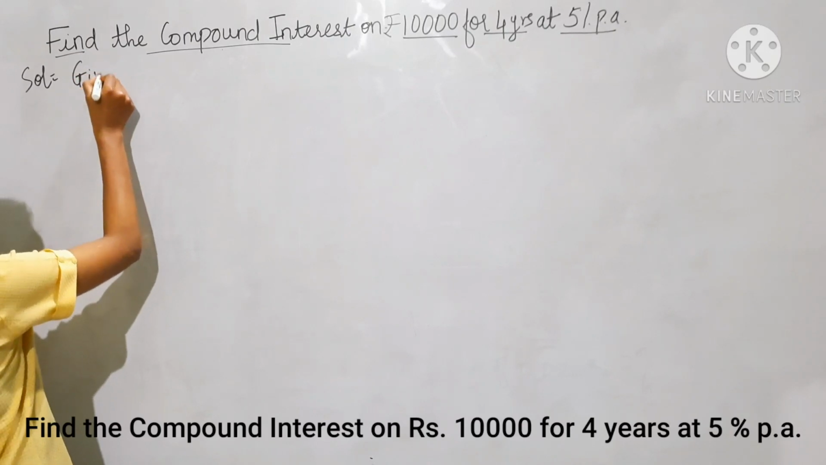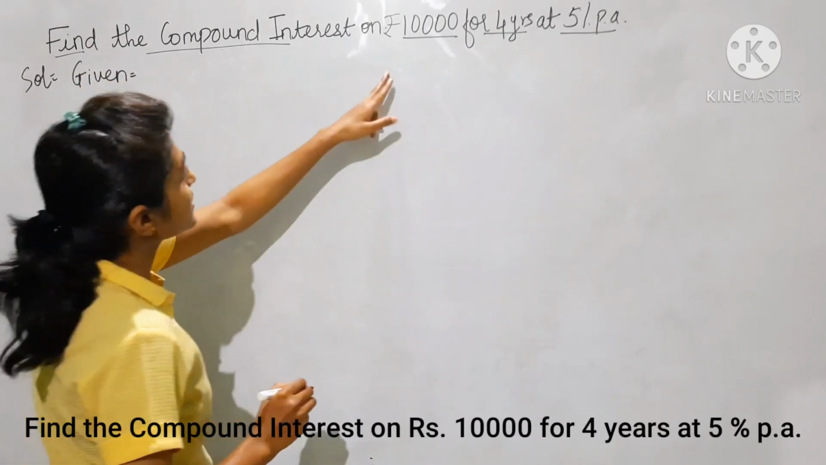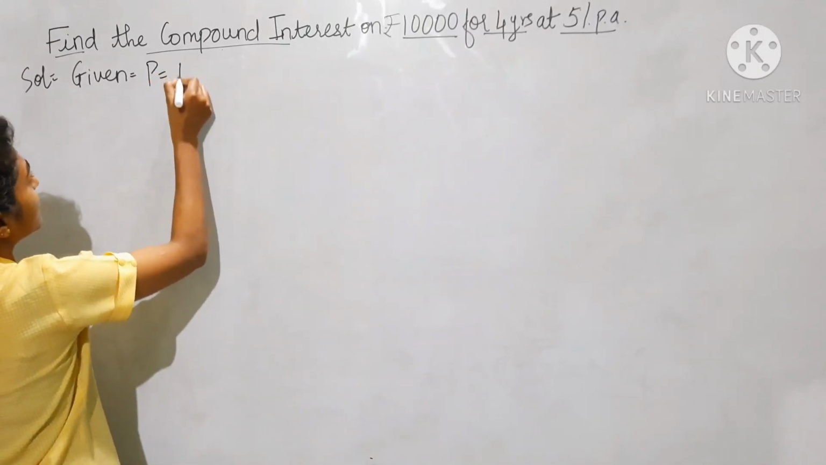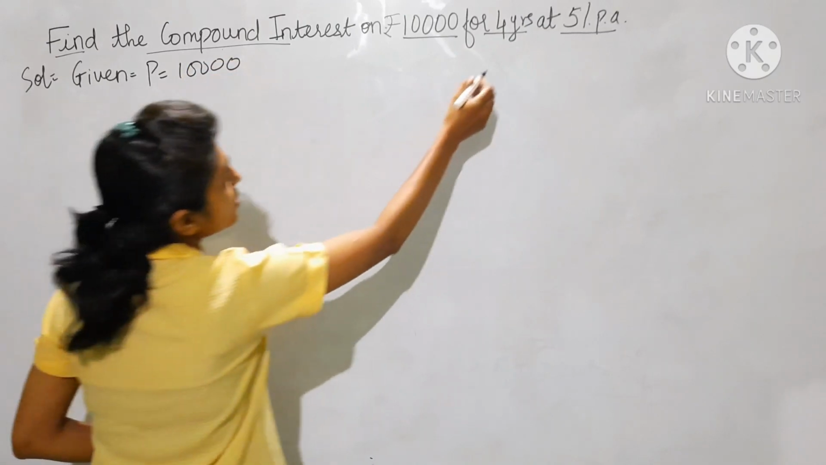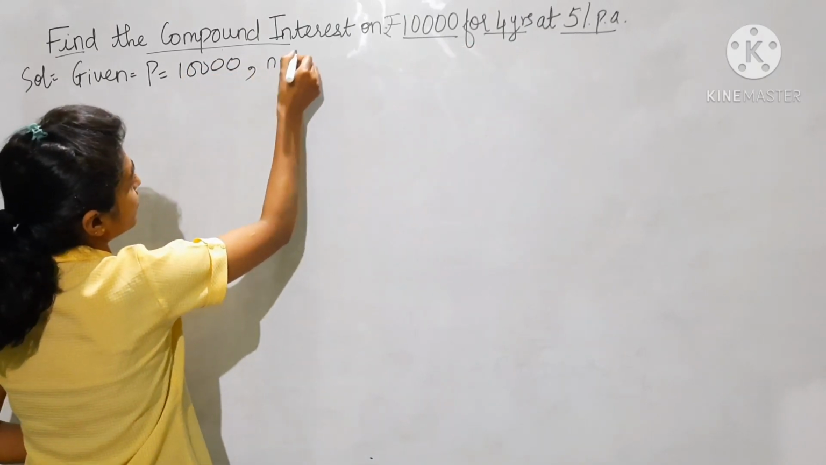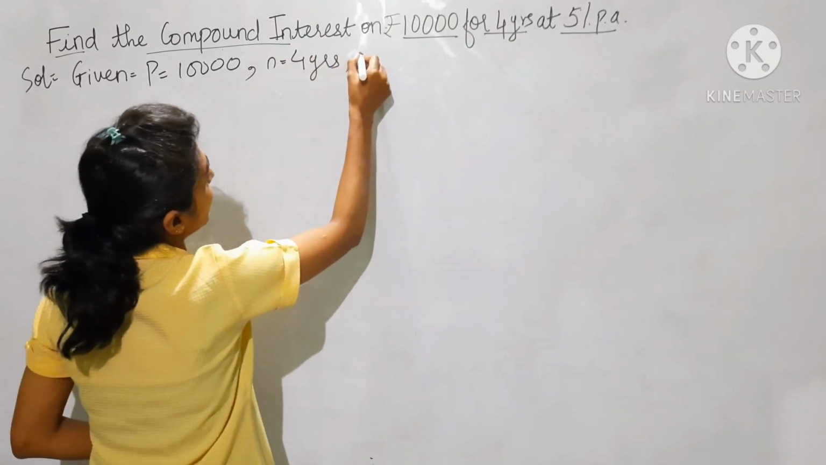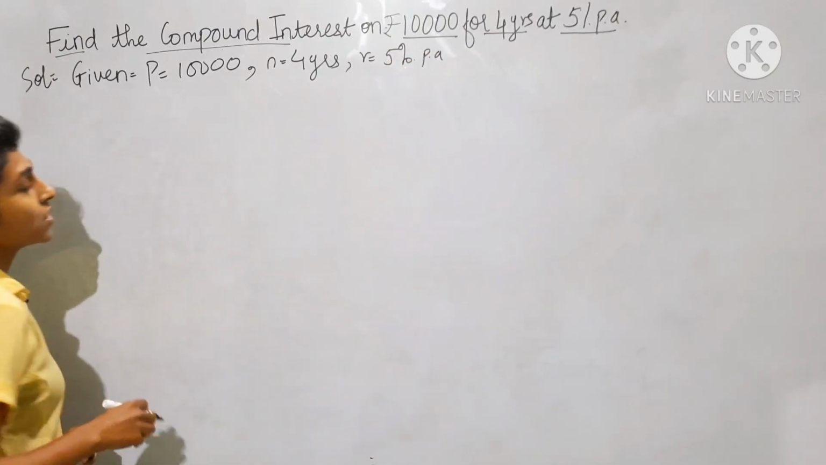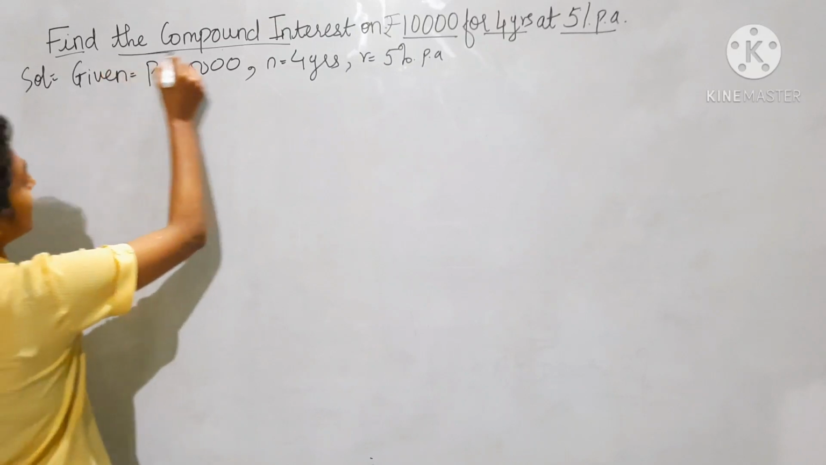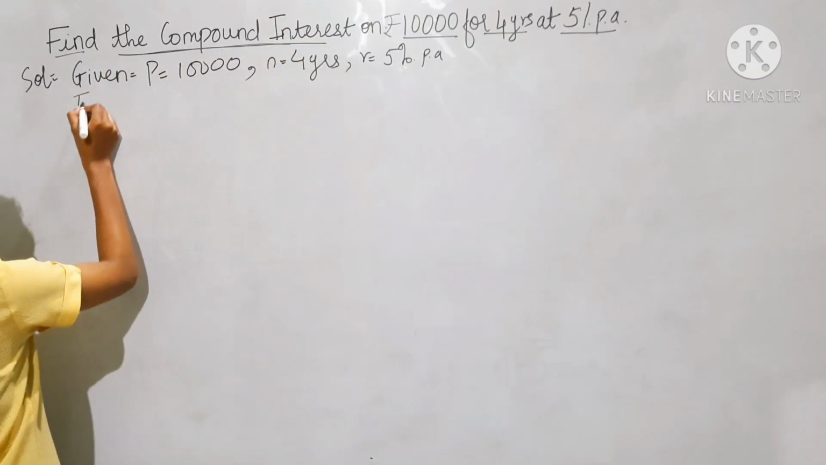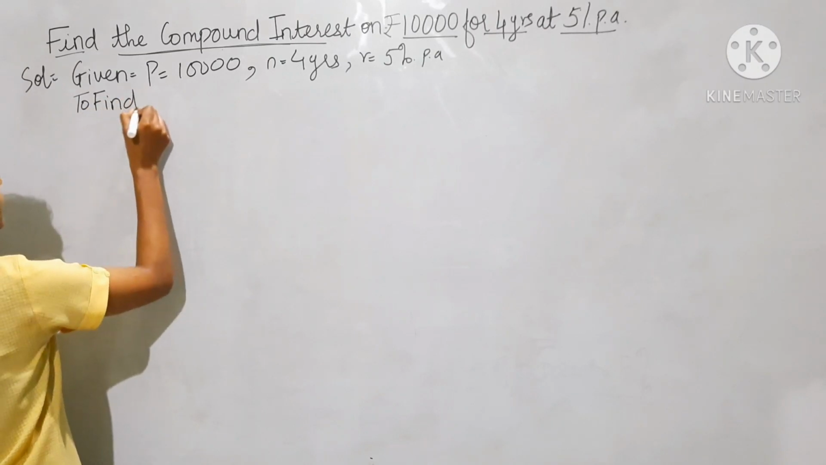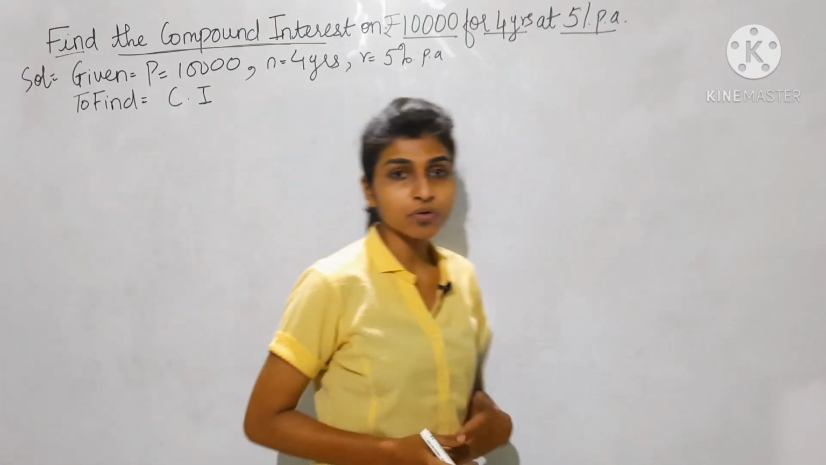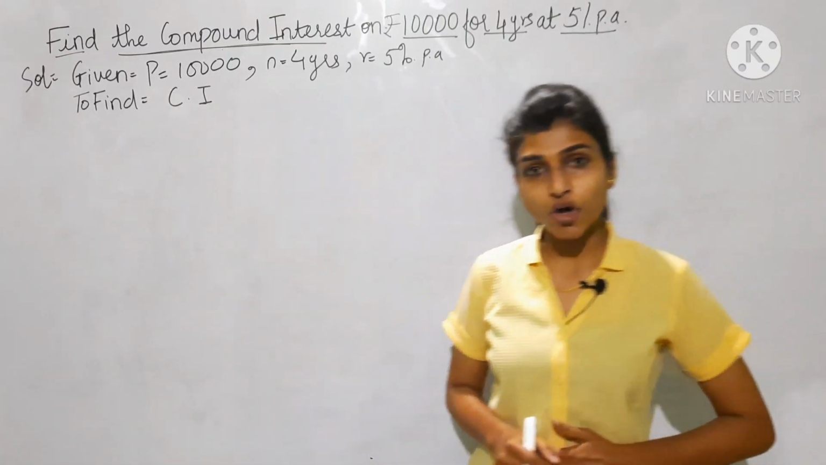First note down what is given. Given is the sum, that means on rupees 10,000, that is P is 10,000. N is 4 years. And R is 5% per annum. Okay. What we have to find: we have to find compound interest. So we are going to find compound interest by using the compound interest formula.